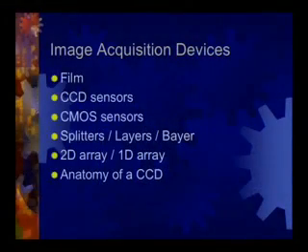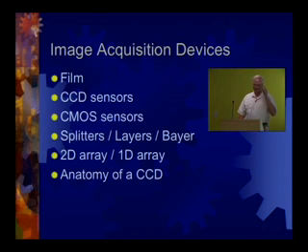OK, now onto image acquisition devices. The quaint old image acquisition device of film has been around for some time, and it's still being used. CCD sensors, CMOS sensors. There's also mechanisms of acquiring images by putting the light through a splitter, prisms, or maybe having different layers, or having a Bayer pattern. There's different ways of capturing the different spectral samples of light.